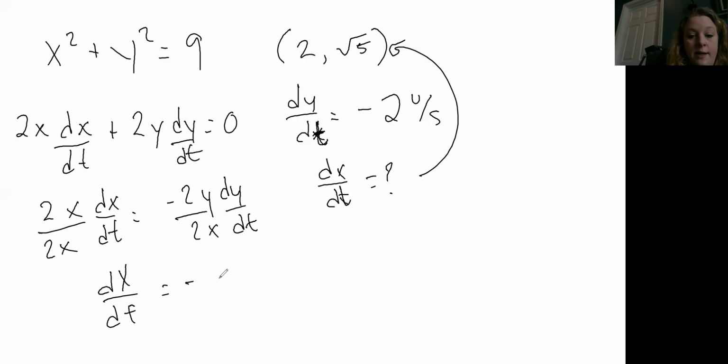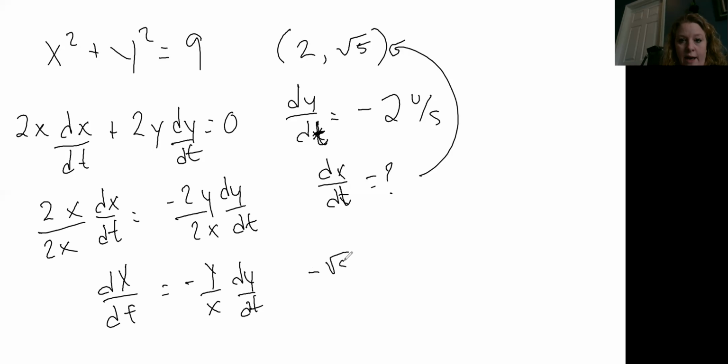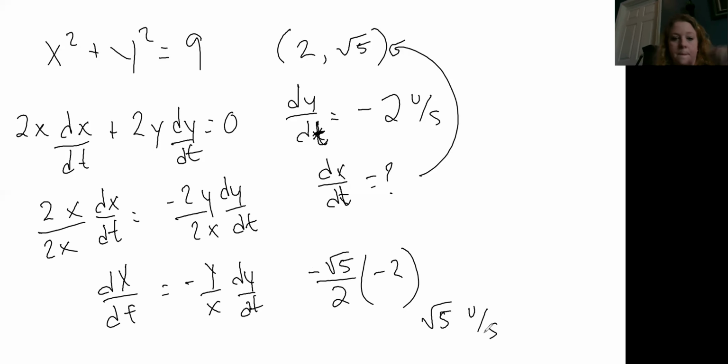Negative y over x times dy/dt. And then you just plug in. So you'll do negative y, that's negative square root of 5, over x, which is 2, times negative 2. And that'll give you the positive square root of 5 units per second. Any questions on that one? No, ma'am. That makes sense.